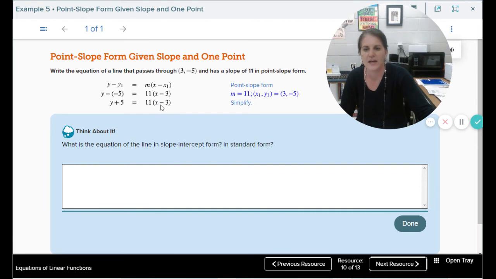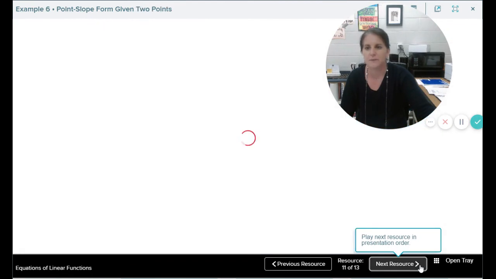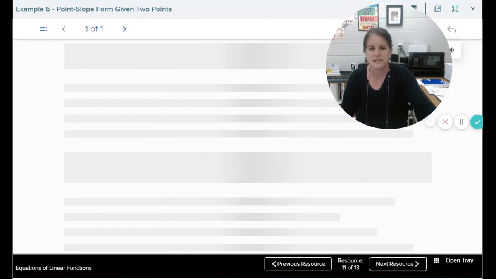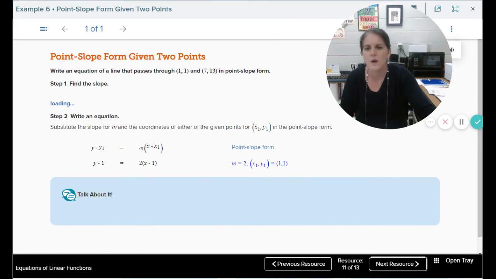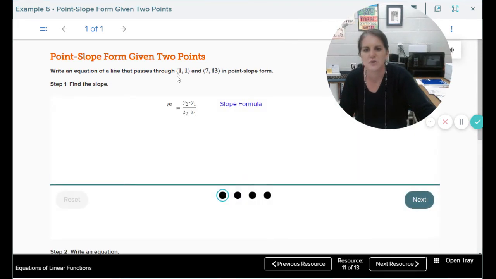We could distribute that, then move this 11 over, then move the 5 over, and we would have it in standard form. We could put it in slope-intercept form, again, distribute, and then move the 5 over so that I had y by itself, but it asked me to write it in point-slope form, so we are done with that one. And example 6. Write an equation of a line that passes through (1, 1) and (7, 13) in point-slope form.